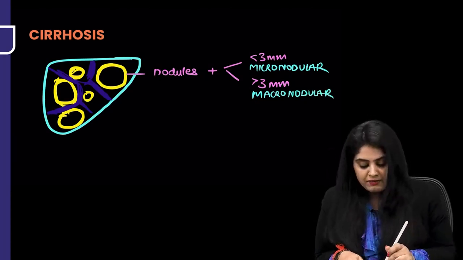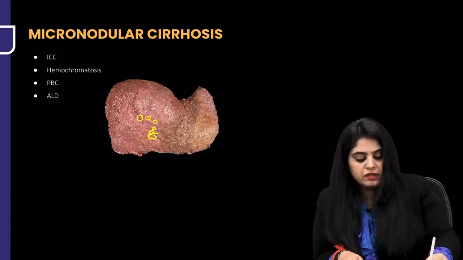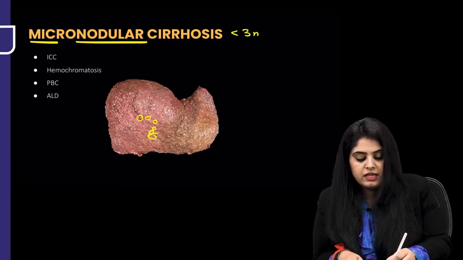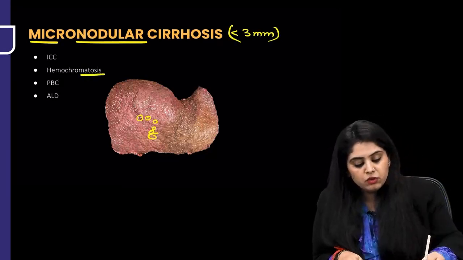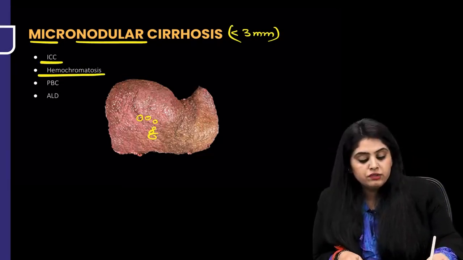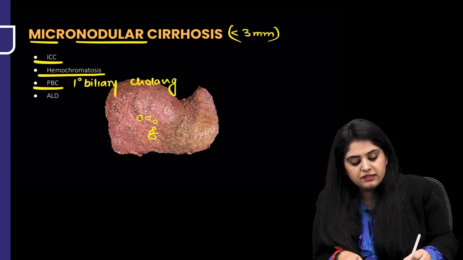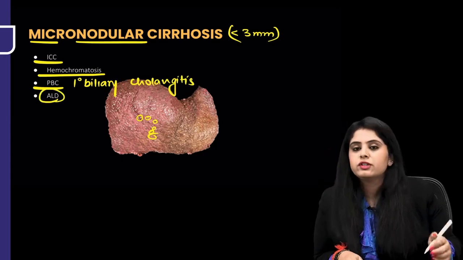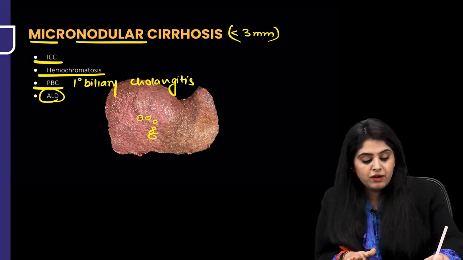Let me show you. Have a look at this. When you're seeing very small, tiny dots, these kind of nodules, micronodular, less than 3 mm is the cutoff. And where do you see it? You see it in hemochromatosis, which is iron overload. You see it in Indian childhood cirrhosis. You see it in PBC, that is primary biliary cholangitis. And alcoholic liver disease can show you micro, macro, everything. So alcohol I'm not including. Alcohol shows everything. These three you have to know.